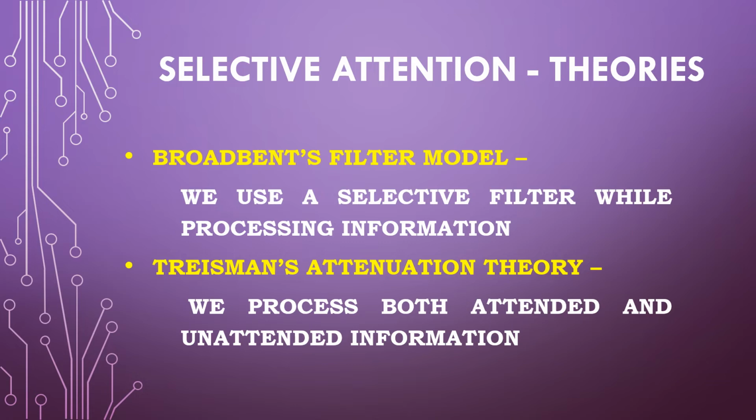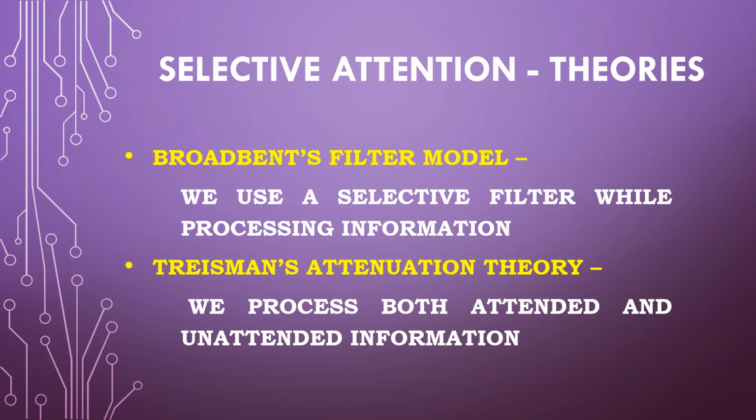The next is Treisman's attenuation theory. The psychologist Anne Treisman proposed the attenuation theory to account for the fact that people were still processing the unattended information. In Broadbent's filter model, he couldn't address this gap. That is, what will happen to the unattended information.